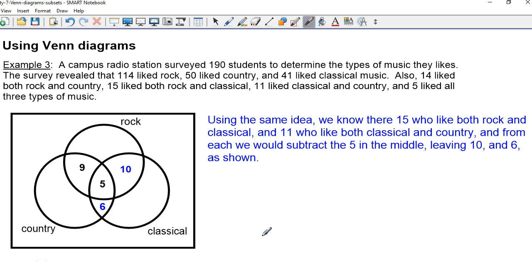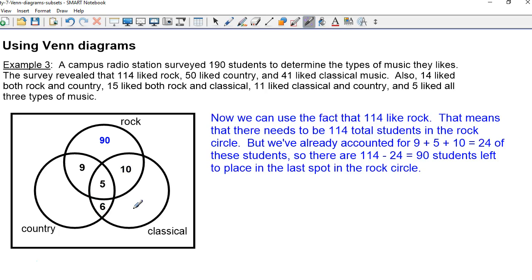So using the same idea, we know that there are 15 people who like both rock and classical, and there's 11 who like both classical and country, and from each we would subtract the 5 in the middle that we already know. So when I work on the rock and classical, that would be this area. If there's 15 but 5 are already accounted for, that leaves 10. That would go here. And then if there are 11 who like both classical and country, that's this area. And we've already accounted for 5, that leaves 6 to go in this location. So we can, from the inside out, work our way out.